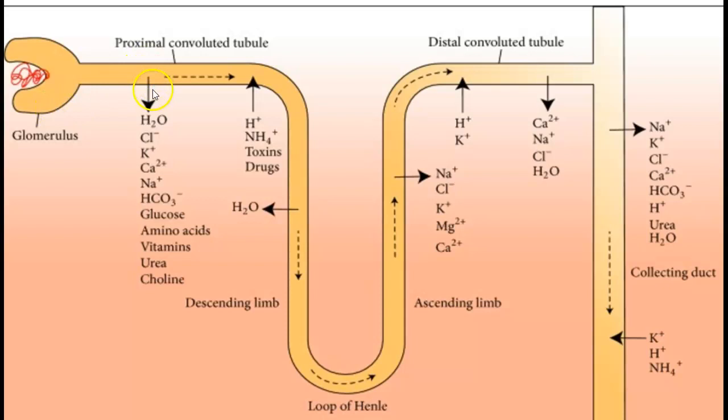So if you look at this slide here, it just kind of shows you what electrolytes and solutes you're losing. You're losing water here, you're losing chloride, potassium, calcium, sodium, and this is base, right? Glucose, amino acids, vitamins, urea, and chloride, sorry. And you're gaining here acid if you need it, ammonia, toxins, and drugs are coming in. You're still losing more water, it's getting more concentrated.